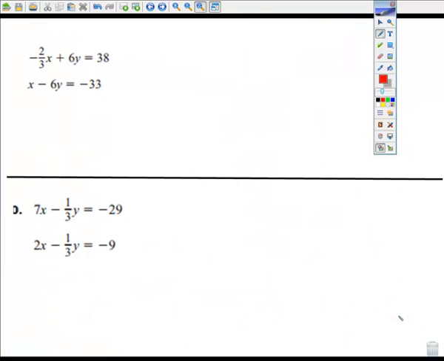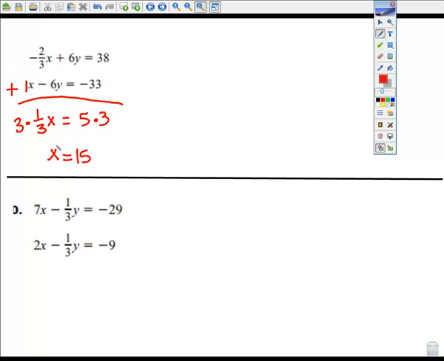Let's try a couple more. It's okay when you have fractions, and actually these are not like or opposite anyway, so I'm going to focus on the 6y and the negative 6y. They're exact opposites, so remember you add. Well, if I have a negative 2/3 and a positive 1, I get a positive 1/3 x. Again, if you need to, go ahead and use the calculator for this because that's not the concept I'm trying to teach. 38 plus negative 33 is 5. Now, if you divide by 1/3, that's the same as multiplying by 3.